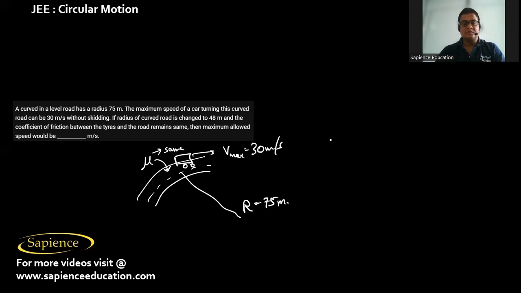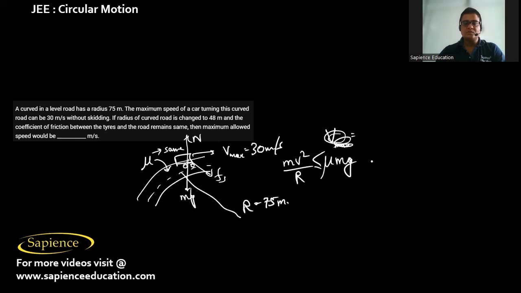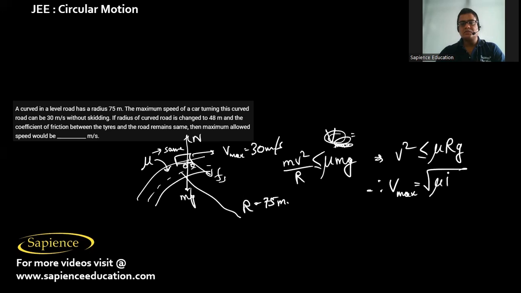So this maximum allowed speed would be how much? As we know, the maximum allowed speed is related to mu r g, since here mg is acting, this is the normal reaction, and so the maximum friction is mu mg. The static friction is providing the necessary centripetal force, which is mv square by r, and that should be less than or equal to mu mg. So v square should be less than or equal to mu r g. Therefore v max is equal to the square root of mu r g, and that is given as 30.